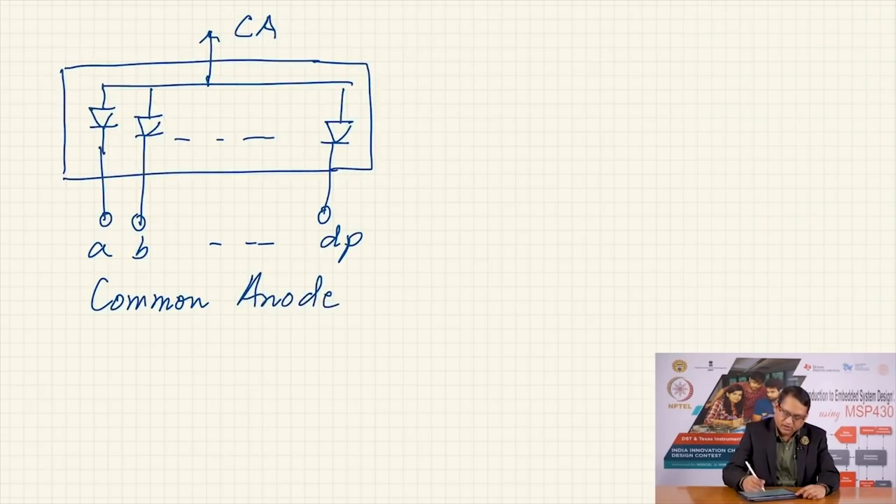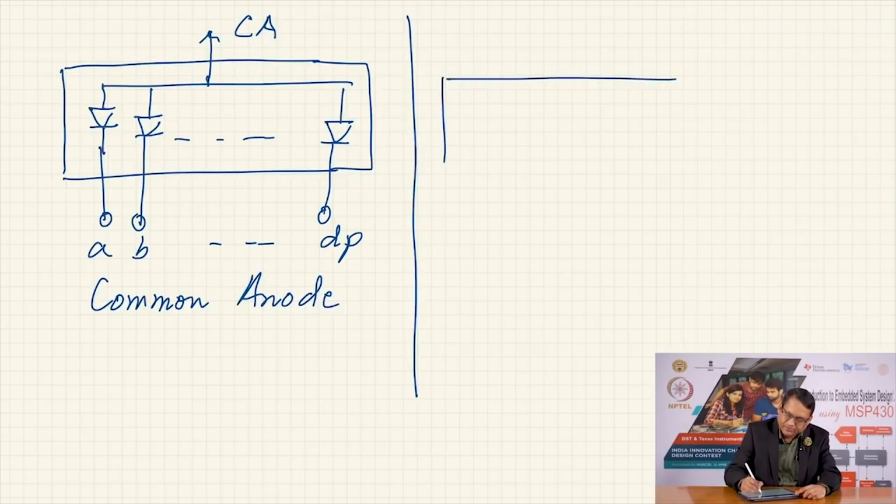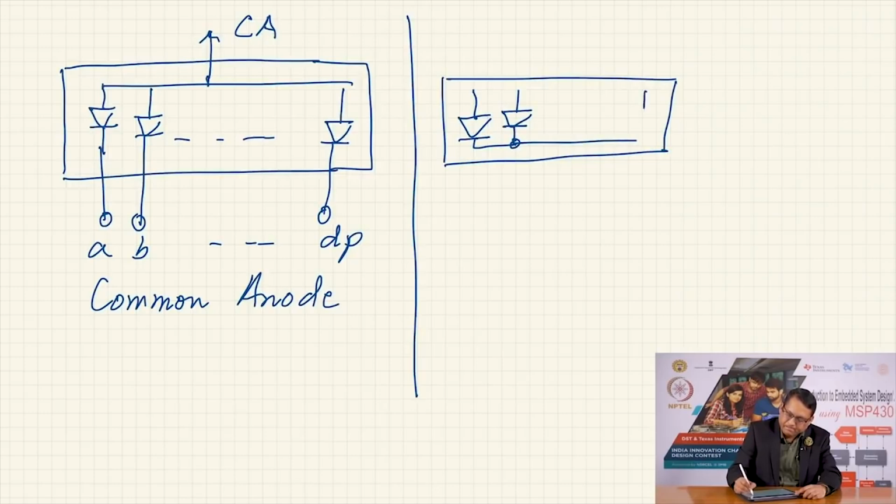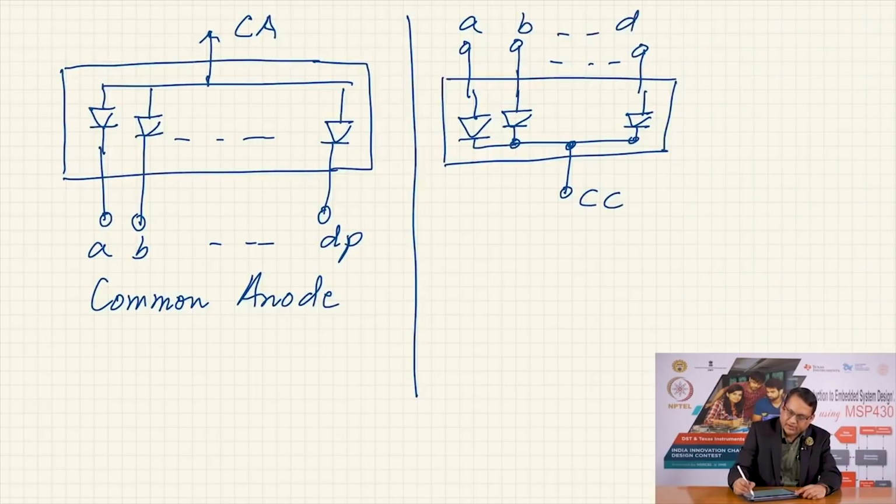The other type of 7 segment display is called common cathode, where the cathodes of the LEDs are all connected together like this, and this terminal will be called CC, that is common cathode, and here are the actual inputs. So, this is your A, this is your B and so on, and this is your DP, that is decimal point.